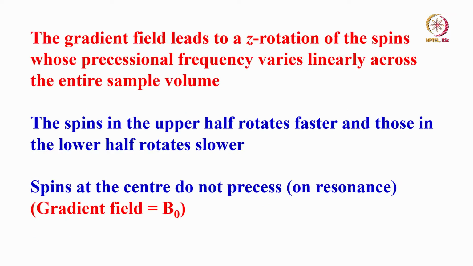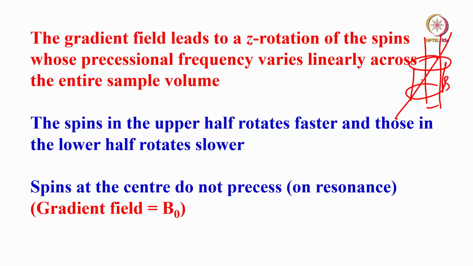That is another point we should know. The gradient field also leads to z rotation of the spins, because it is nothing but an addition to the B naught static field. That means the precessional frequency varies linearly across the entire sample. I take the sample tube here, the NMR tube, and I have a gradient coil here, and in addition to the B naught field, the field is varied linearly. So at every point in space, as you keep going up, the magnetic field keeps changing. When the magnetic field keeps changing, what is going to happen?